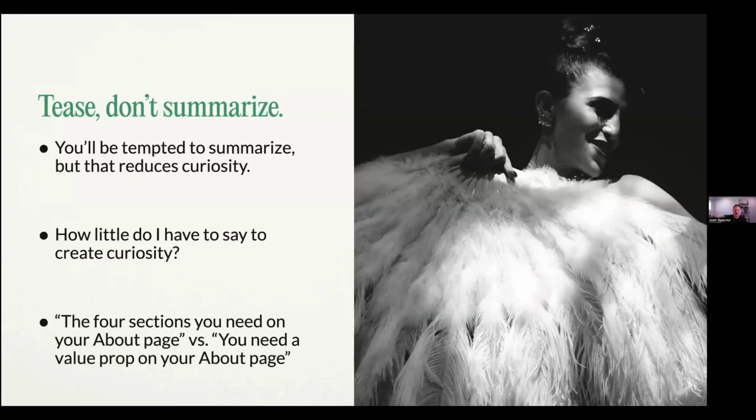And this happens all over the place, right? So, there's another snippet here where I had written something about, check out the 4 sections you need on your about page. Well, I could have said you need a value prop on your about page. You're more likely to click because you want to know what the 4 sections are. If I tell you what it is, if I tell you what even one of them are up front, you're less likely, right?